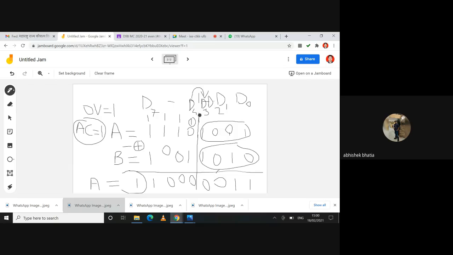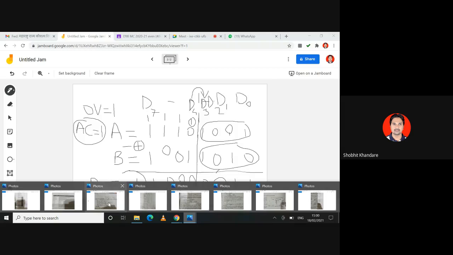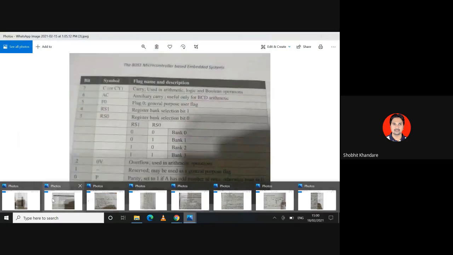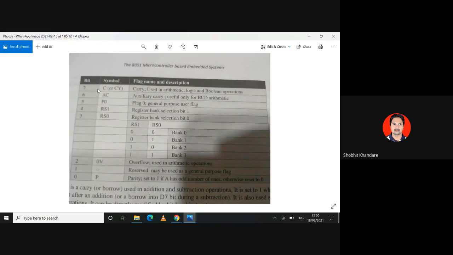Yes, so the last bit is remaining, that is your bit number 7. So we will complete the last bit. So bit number 7, can you see your bit number 7? The bit number 7 is called C or CY, and it is called the carry flag. Bit number 7 is a carry flag, used in arithmetic, logic and boolean operations. So this is for your understanding, but you can write down what I am telling you about carry.